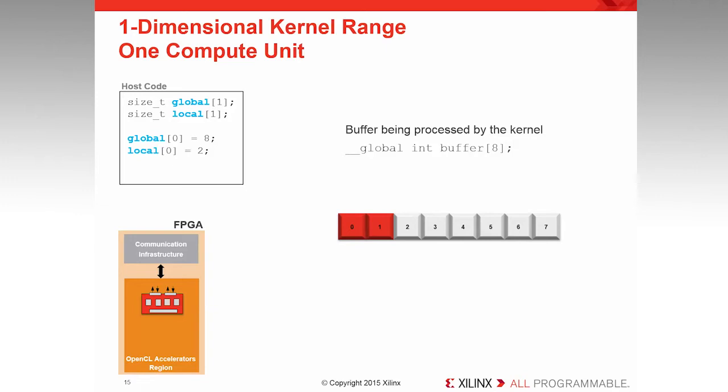When the work group size is increased to 2, the compute unit fetches and processes 2 array elements at a time, resulting in a total of 4 sequential workgroups.